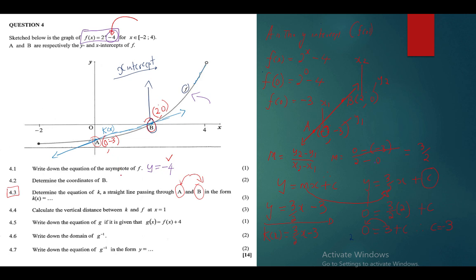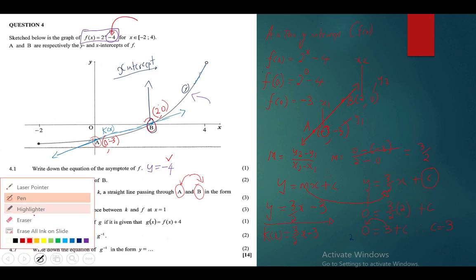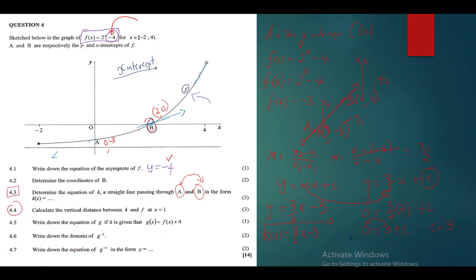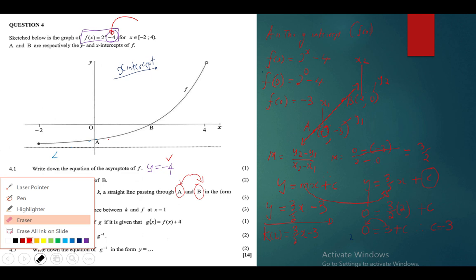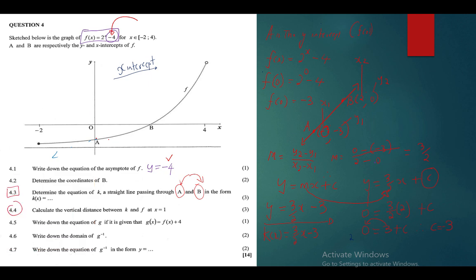Okay, now on 4.4, let's go to 4.4. Calculate the vertical distance between K and F. Let me erase here. I want us to look at the graph. Remember, we have a straight line passing through A and B. I will have difficulty creating that straight line, sorry. Yes, like this. Straight line passing through A and B.